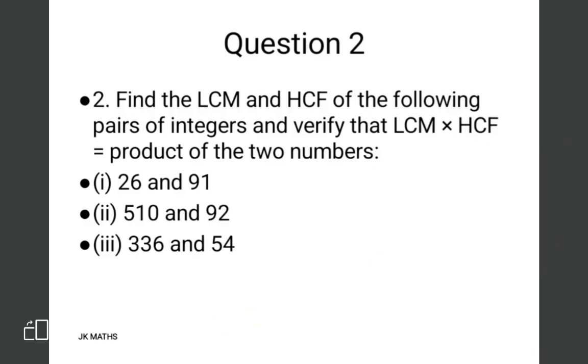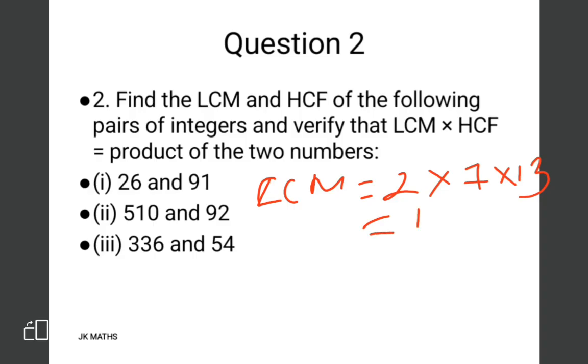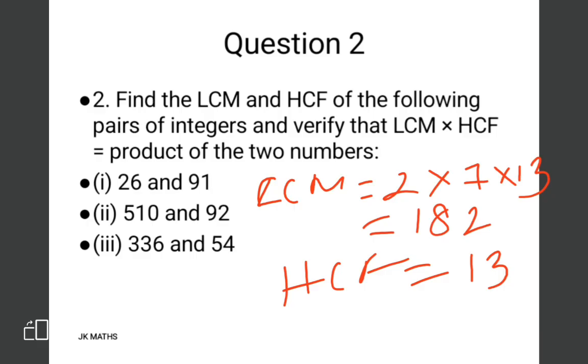Hope you understand. So LCM is equal to 2 into 7 into 13, which is nothing but 182. HCF will be 13. So it is easy to find HCF in any question, but LCM will be a little tough, so I'll teach you how to do it. So let's go to the next sum.